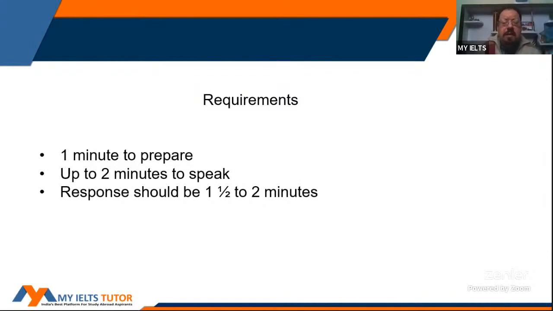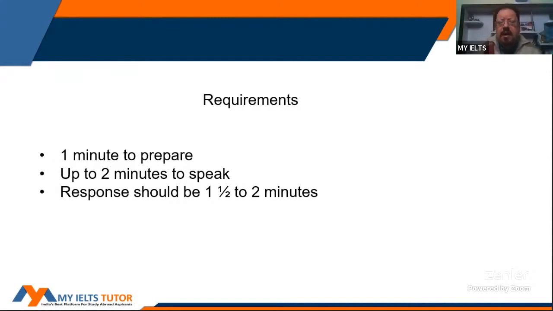Now, the requirements for the cue card: you have 1 minute to prepare. And that 1 minute, you just don't want to sit there thinking about what you're going to say. You want to take notes, enough to just jog your memory. Now, you'll have up to 2 minutes to speak.